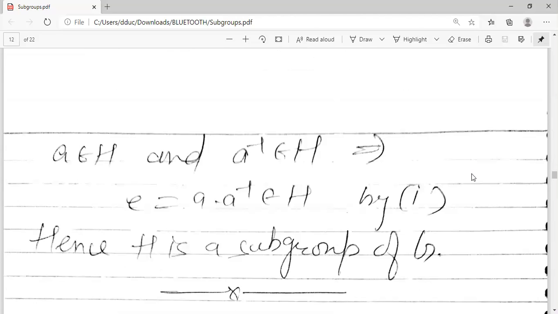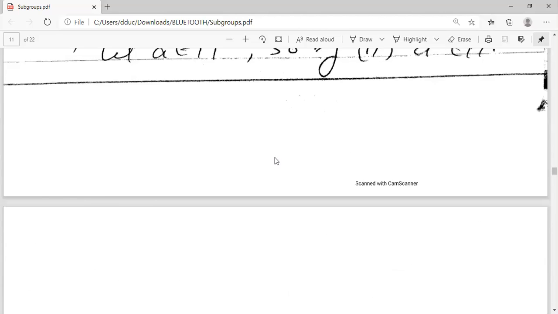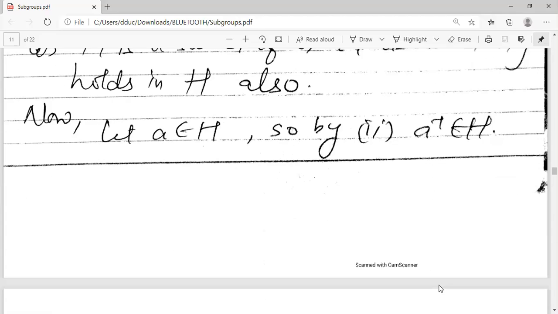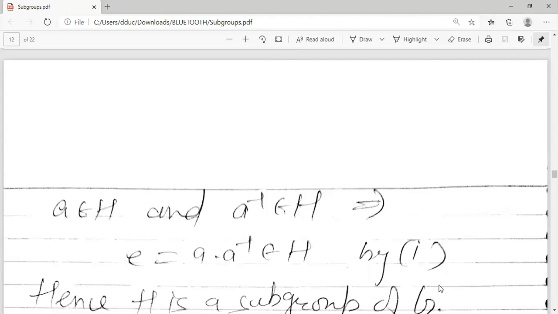Now you have to show that identity should belong to H. So a belongs to H. If a belongs to H, then a inverse also belongs to H. And by closure property, a * a inverse also belongs to H. And what is a * a inverse? That is your identity. So identity belongs to H. So you have seen that identity is there, associativity is there, inverse is there. Every condition you have proved, that means H becomes a subgroup of G.